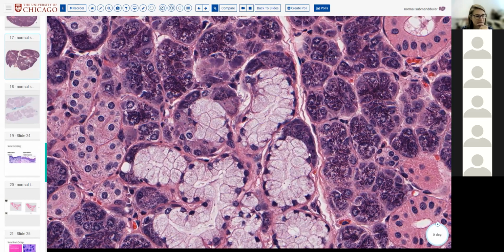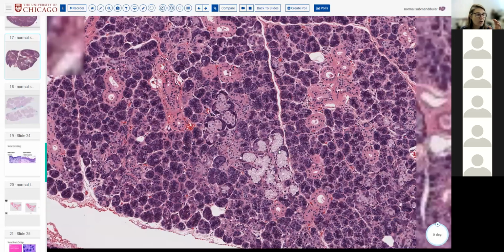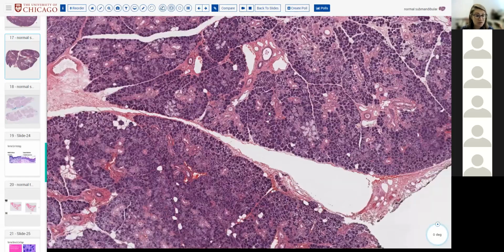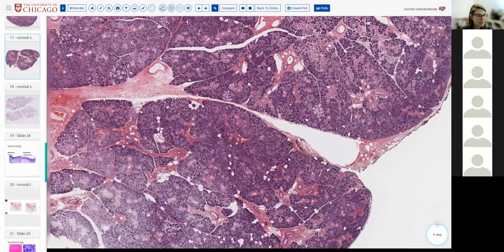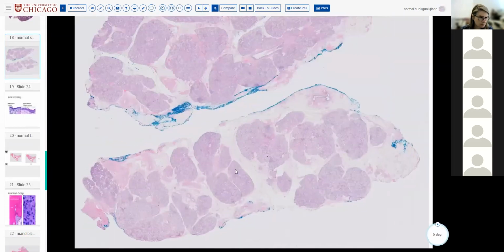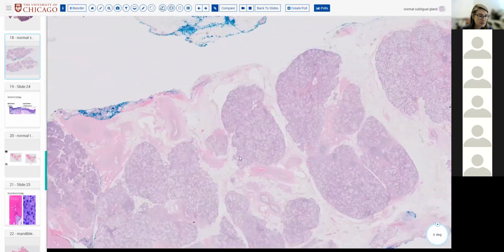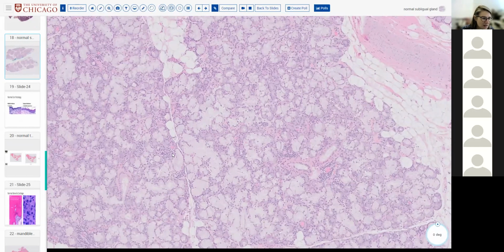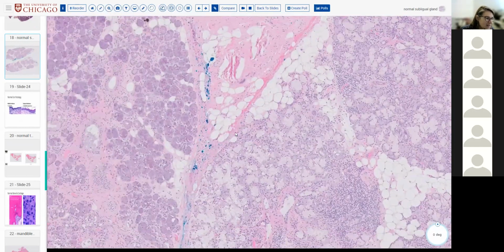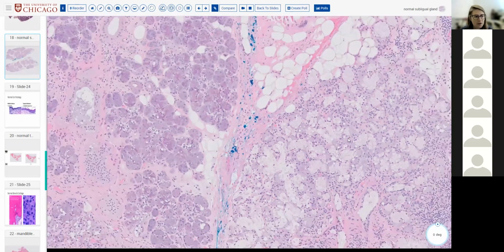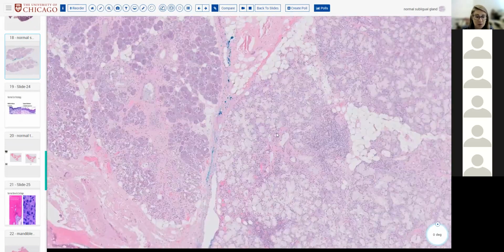Mixed, right? So it's got your serous demilunes and your mucinous areas, but overall this actually looks a little more purple, a little more serous. So this is your submandibular, right? Submandibular: mixed and serous predominant. And then the next one, by process of elimination, you know what the next one is. This one is also arguably mixed, but perhaps a little more mucinous predominant. So this is your sublingual.